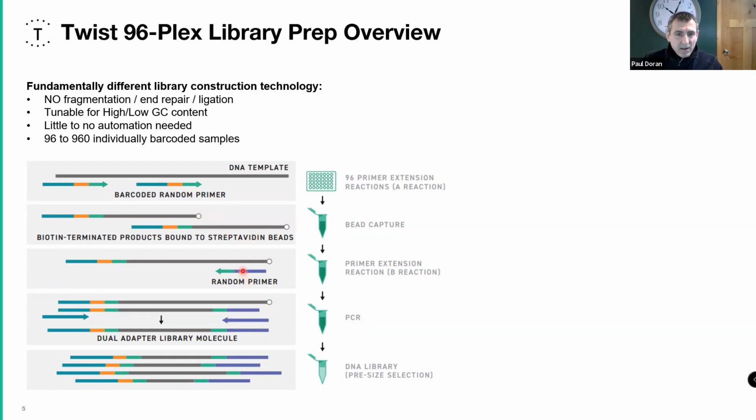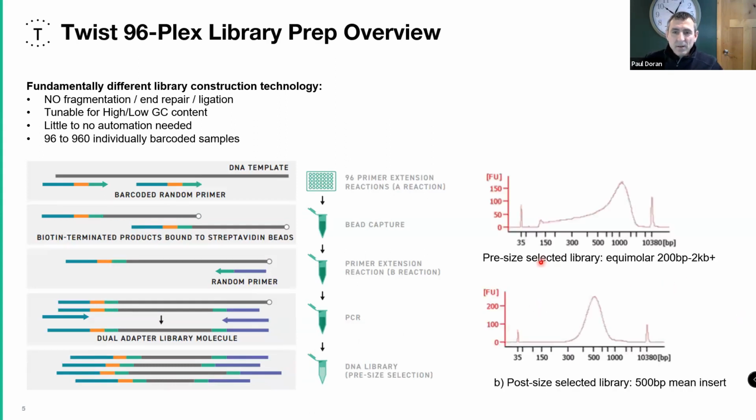Then at the next step we come back with another random primer, followed by a partial P7 adapter. We extend that out with a high fidelity strand displacing polymerase, which produces a fragment that's got both the P5 and the P7. We come back with a PCR, which is just a few rounds of amplification, and that essentially produces your fragment. The final step is to do a size selection, and then it's ready to go into the sequencer.